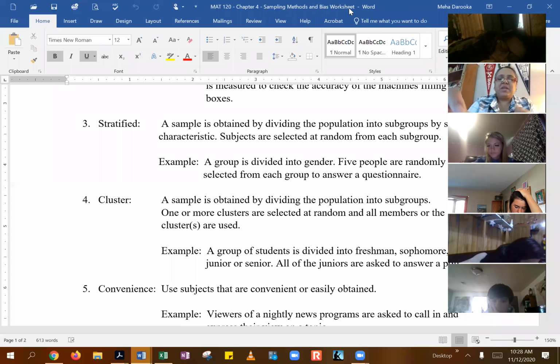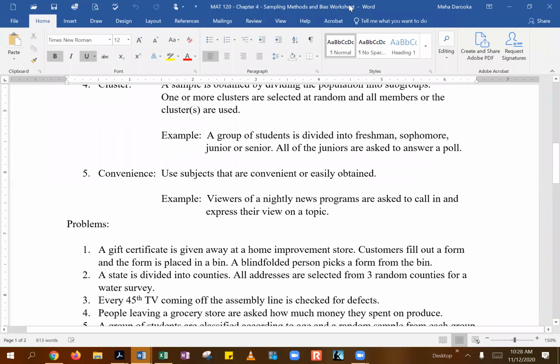Here they're talking about the junior class. So everybody in the junior class will be selected to answer the poll, which means we do not have anybody who's a freshman, a sophomore, or a senior. Those people are not going to be in your sample because we took the entire junior class and only used them as our sample.